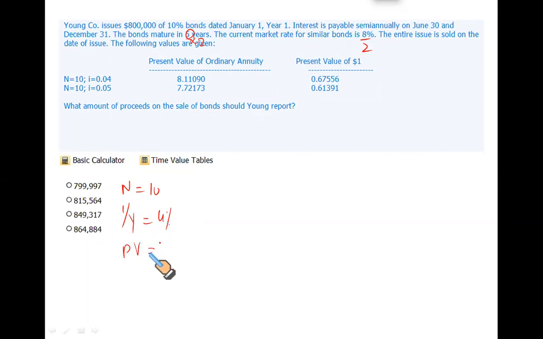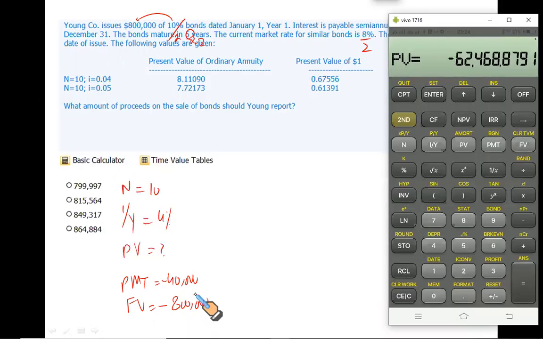Present value, something we want to calculate. The payment, the interest payment: 10% must be divided by 2, just like the yield to maturity was divided by 2. 10 by 2 is 5. 5% times 800,000 is 40,000. And the face value is minus $800,000. You just need to plug in these inputs and you will be able to find your present value.